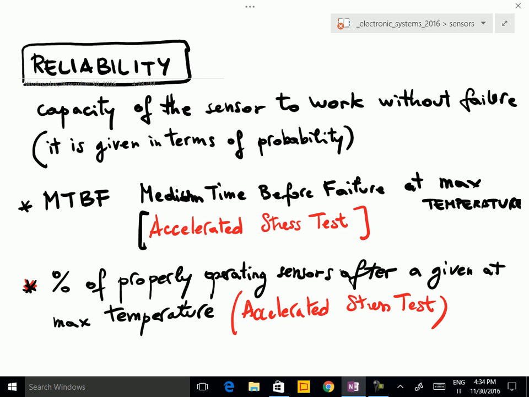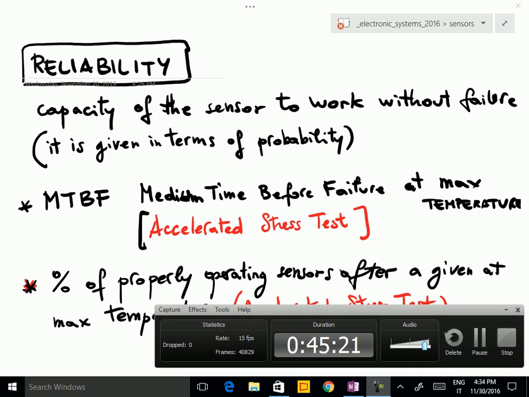Now after this we are going to look at the specific sensor, which is the accelerometer. But first we stop for a few minutes.